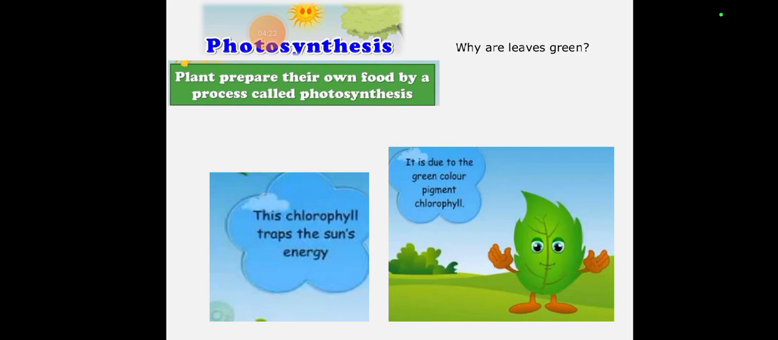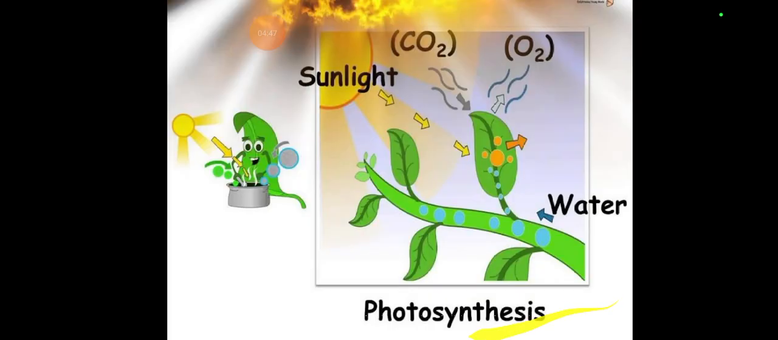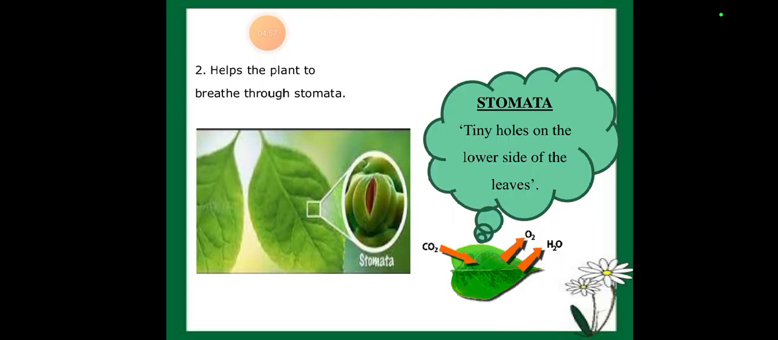It is due to the green pigment, that is chlorophyll. The chlorophyll present in plants is basically a green colored pigment. This chlorophyll traps the sun's energy, and because chlorophyll is present in the leaf, photosynthesis happens, and leaves prepare their own food. So that's why leaves are green, because they have a chlorophyll type of pigment that attracts the sun's energy. If you see here, photosynthesis is happening, water is being given, sunlight is being provided, oxygen is going out, and carbon dioxide is coming inside.